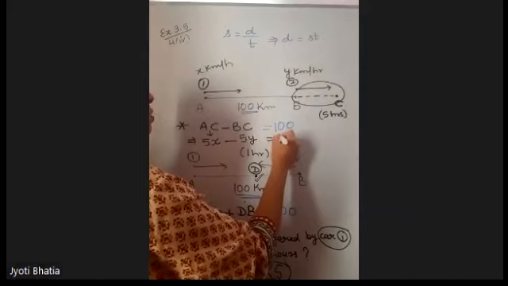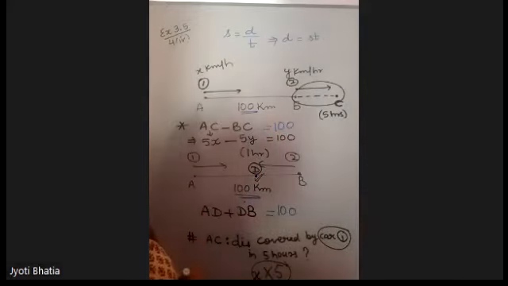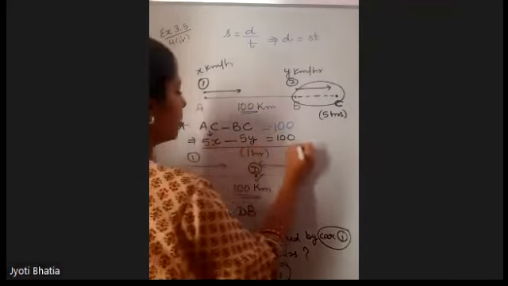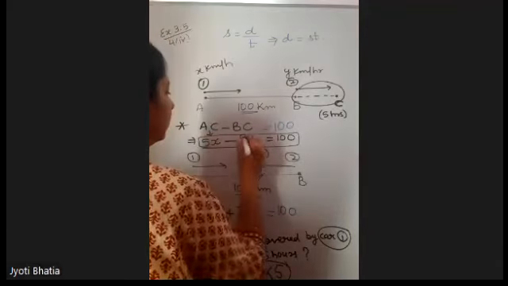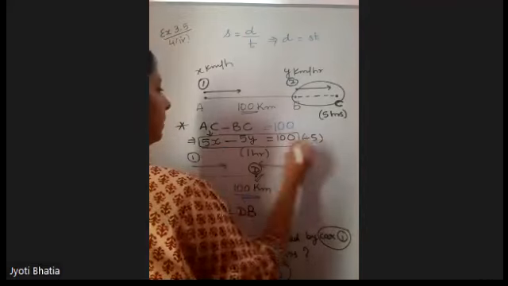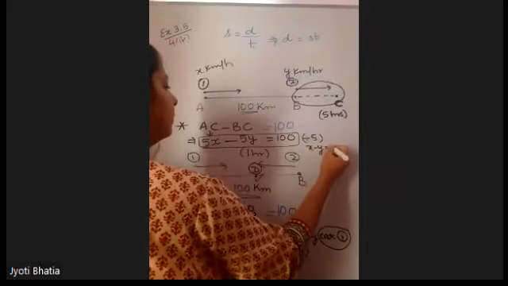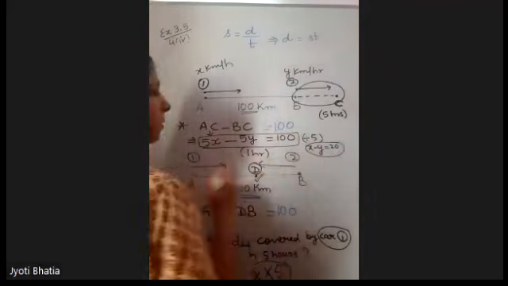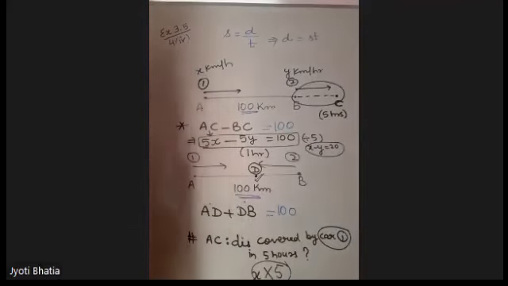And which is equal to 100. Can I divide this equation by 5 to make it simpler? Yes, ma'am. So what does it become? X minus Y is equal to 20. So this is my equation number 1.